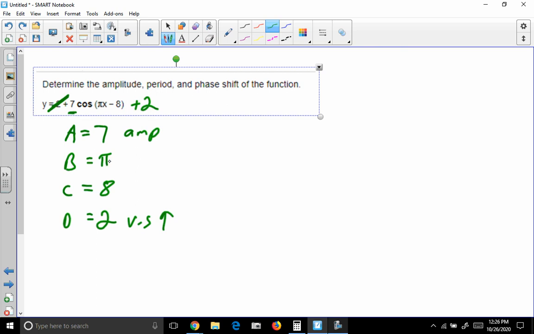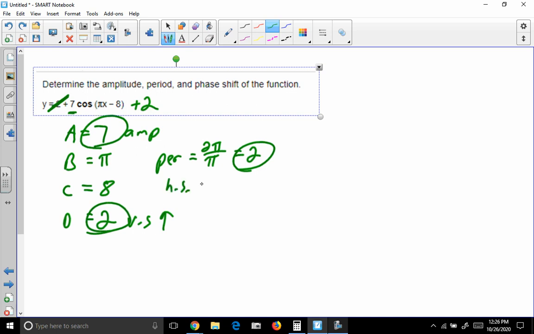B helps us determine the period. The period is 2 pi over B. So that means we have a period of 2. And our horizontal shift is C divided by B. So we go 8 over pi units, opposite of that sign. So that's a minus, so we go to the right that far.